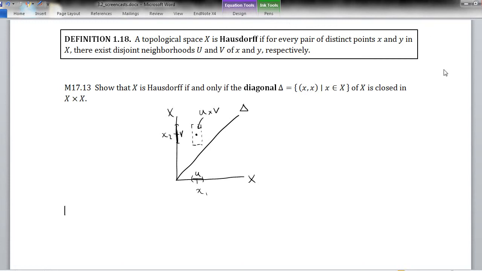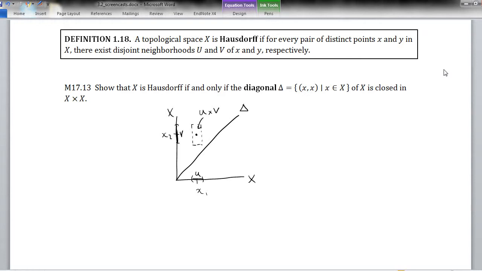Definition 1.18. The topological space X is Hausdorff if for every pair of distinct points x and y in X, there exist disjoint neighborhoods U and V of x and y respectively. Okay. So this Hausdorff property is one of the separation properties. It says that x and y are somehow separated from one another by neighborhoods.